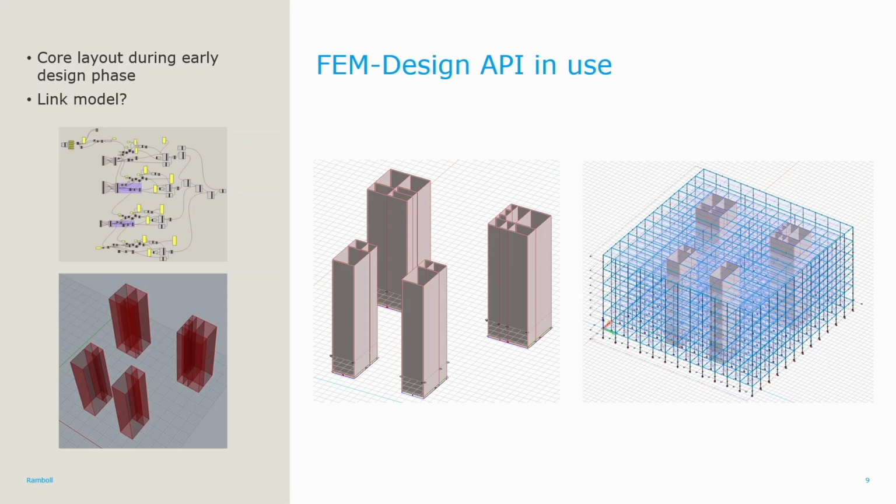A little bit about some core layout. I won't say too much about this. It was just that we have a building where, because it's in early design phase, this core layout is changing all the time. So we did this in Grasshopper to be able to quickly just flip some numbers and then get the new geometry and then load it into our main model.